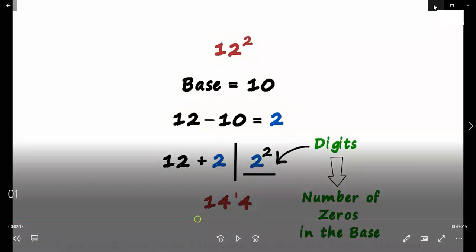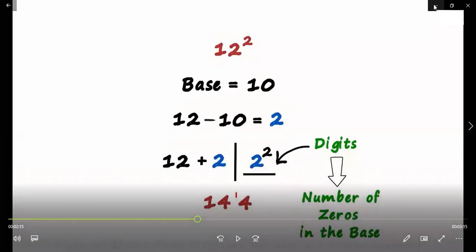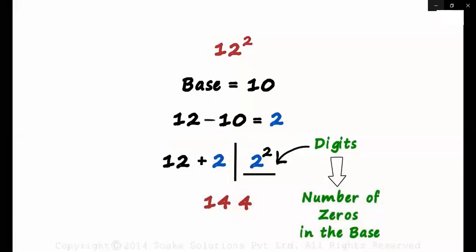okay? And one thing you have to make sure of is the digits on the right-hand side of the partition. For example, in this case, we are having only one digit. That's why the number of digits depends on the number of zeros in the base, okay? For example, in this case, we are having only one zero in the base, that is 10. That's why the digit on the right-hand side of the partition will be only one, that is 4. For example, if the base was 100, that is two zeros in the base, then on the right-hand side, instead of writing 4, we'll write 04.